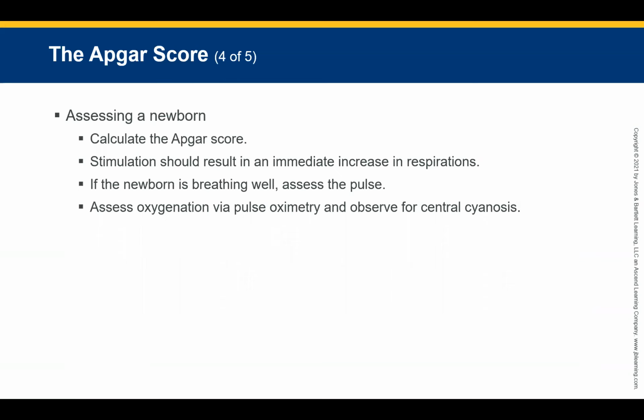If the newborn is breathing well, you should next check the pulse rate by feeling the brachial pulse or the pulsations at the base of the umbilical cord, or listening to the chest with the stethoscope. The pulse rate should be at least 100 beats a minute. If it's not, begin ventilations with a bag valve mask. Reassess respirations and heart rate at least every 30 seconds.